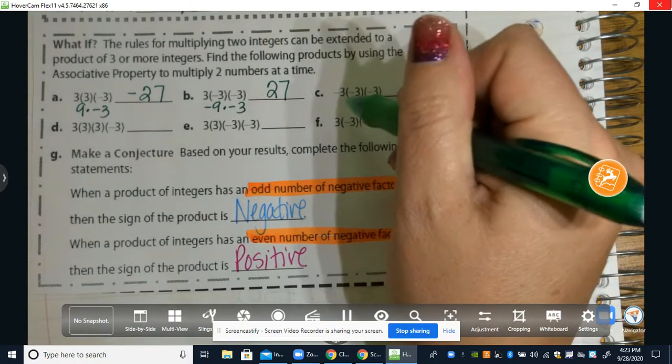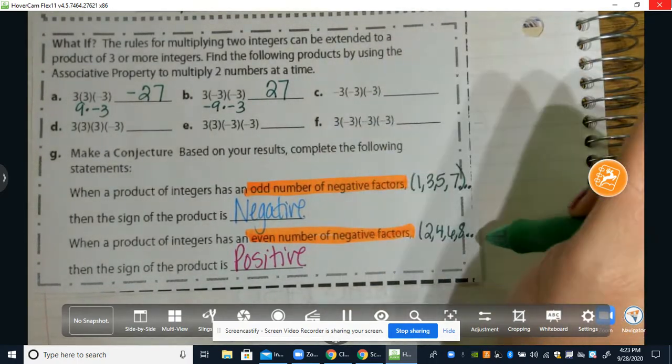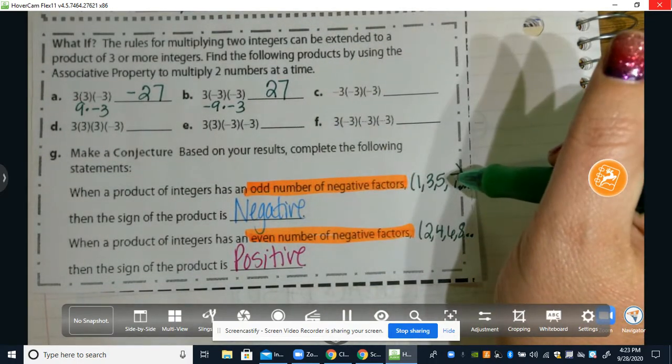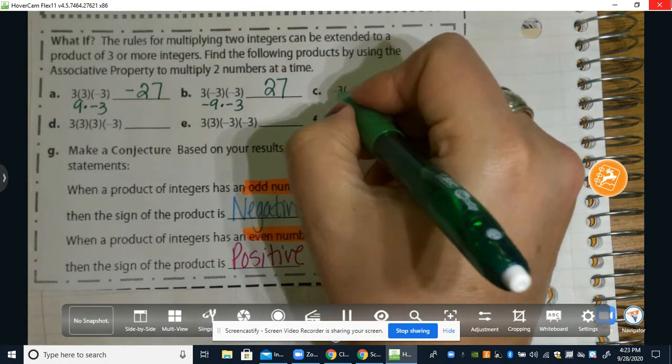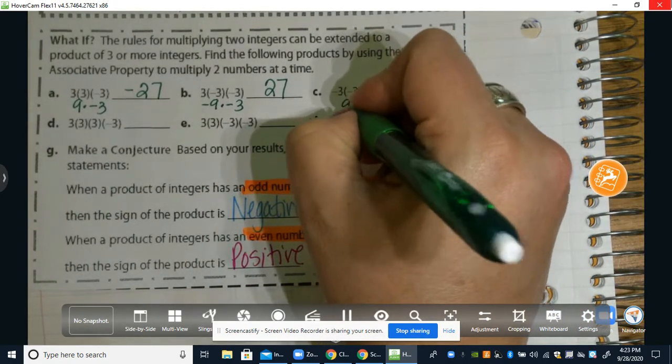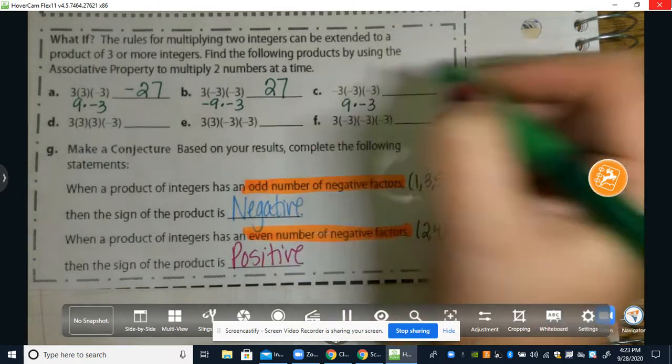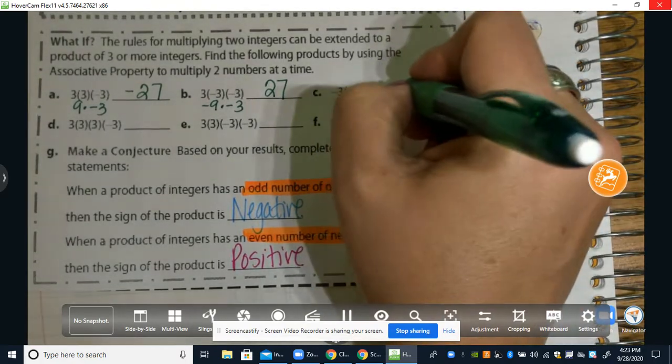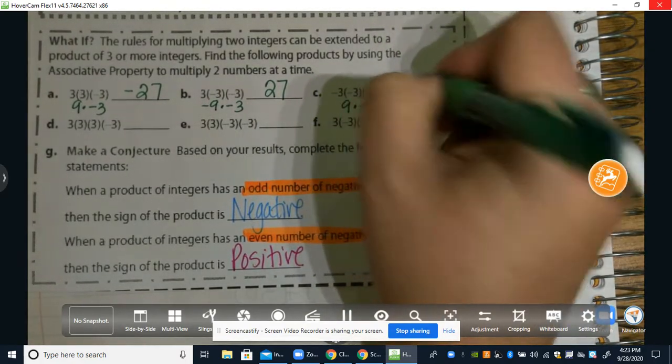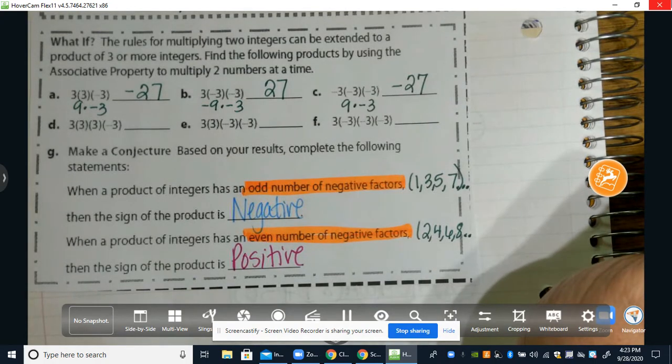Okay, I have 1, 2, 3 negatives. 3 would be odd, so it should be negative. So -3 times -3 gives me a positive 9 times a negative 3. And a positive times a negative gives me a negative 27. You see how it works.